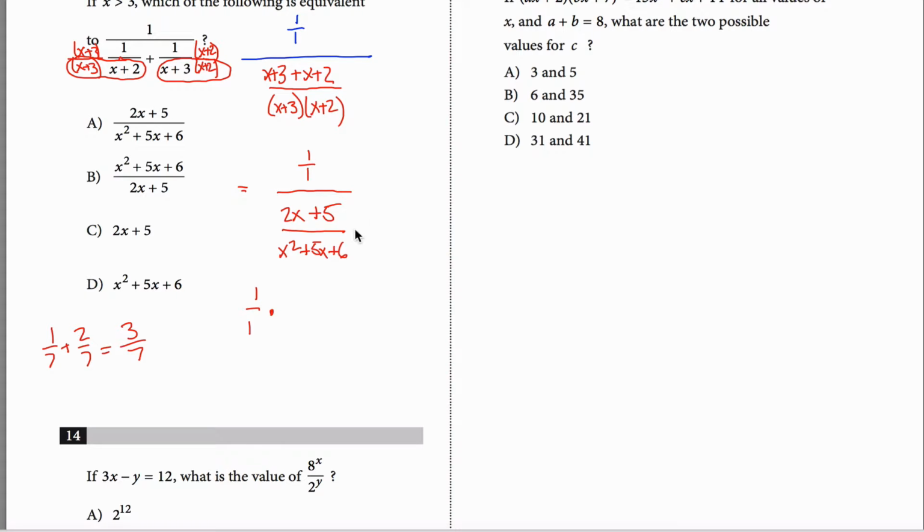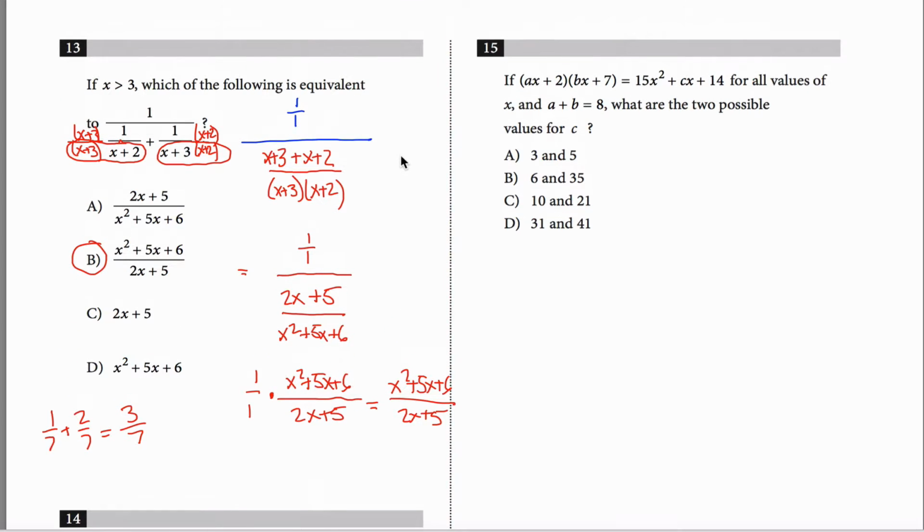You take this thing down on the bottom, and you change it from a division problem to a multiplication problem by flipping this thing upside down. So instead of 2x plus 5 divided by x squared plus 5x plus 6, you can write it as x squared plus 5x plus 6 divided by 2x plus 5. And if you're just multiplying by 1, it doesn't change the value of anything. You get x squared plus 5x plus 6 divided by 2x plus 5, which is exactly what you got right here. That's a lot of algebra.